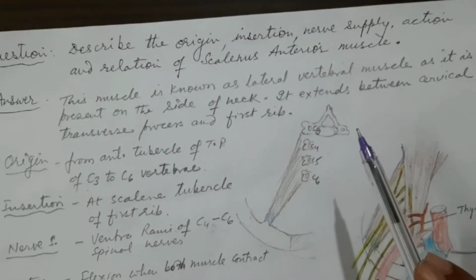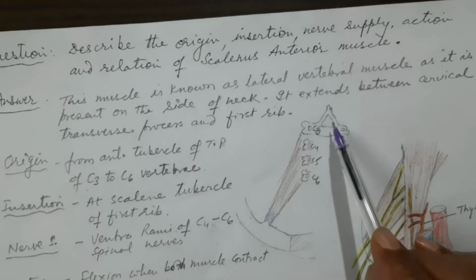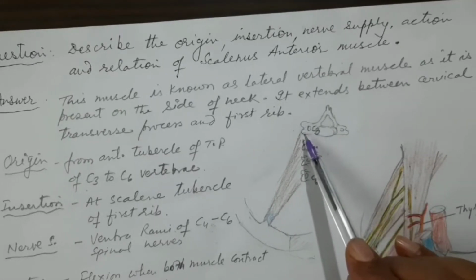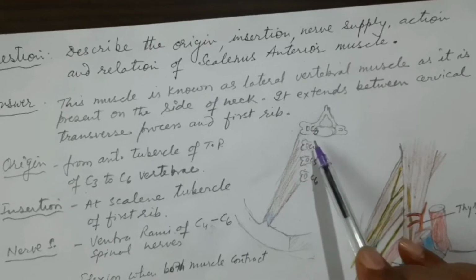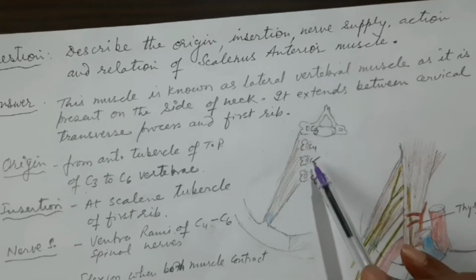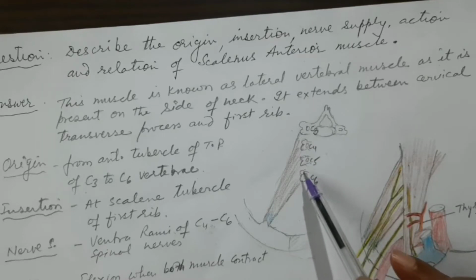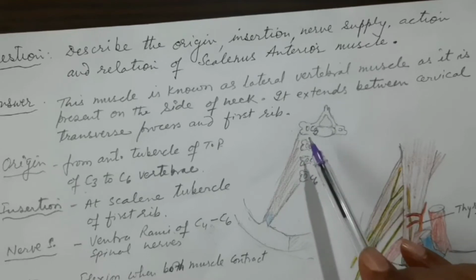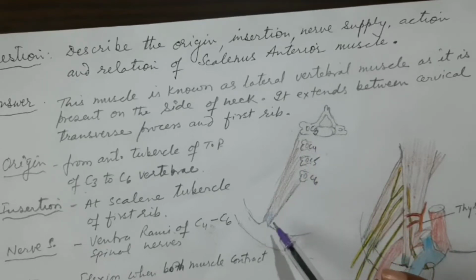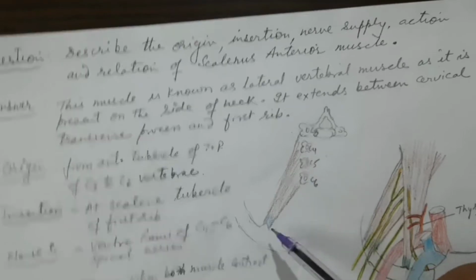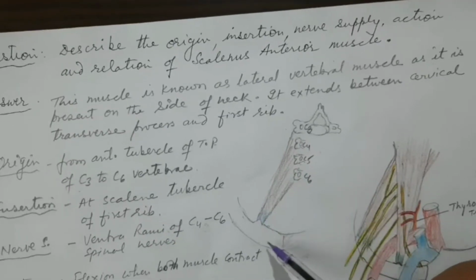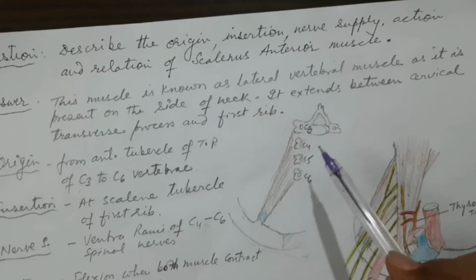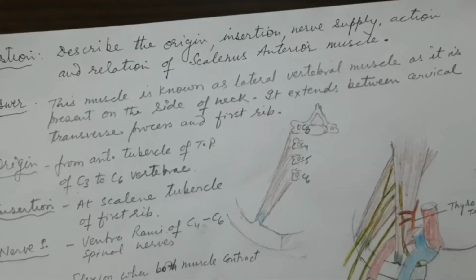This is the C3 vertebra, the cervical third vertebra. The posterior tubercle and anterior tubercle of the transverse process are here, and this is again C4, C5 and C6. This muscle is attached to the transverse process and then extends laterally to the scalene tubercle of the rib. So it is on the lateral side of the neck, and then it goes to the scalene tubercle of the first rib.